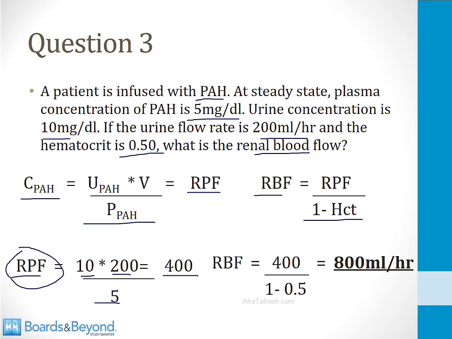Once we have the renal plasma flow, we then use the hematocrit to convert that to a renal blood flow. That's equal to 400 over 1 minus 0.5, or 800 milliliters per hour. Note that the numbers in this problem are relatively easy to solve. You don't really even need a calculator, and that's typical of what you're likely to see on your board exams.